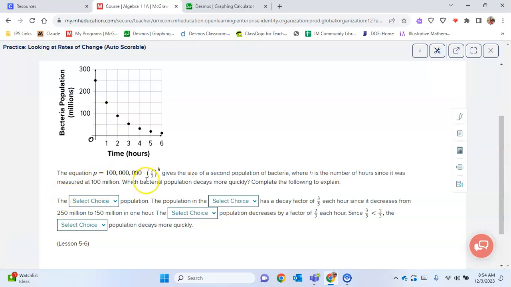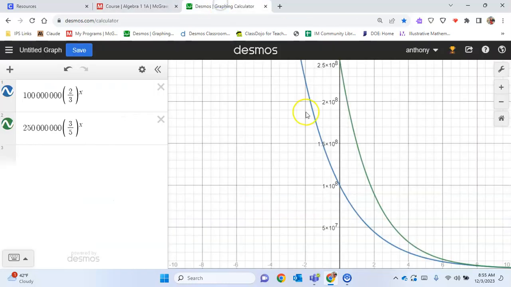Okay, which one decays more quickly? The first population. The population in the blank has a decay factor of 3/5. That's the graph. Since it decreases from 250 to 150 million in 1 hour, the blank population decreases by a factor of 2/3 each hour. That's the second population. Since 3/5 is less than 2/3, the first population decays more quickly. That's the green one from the graph.